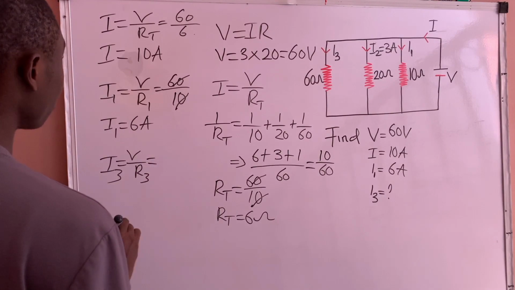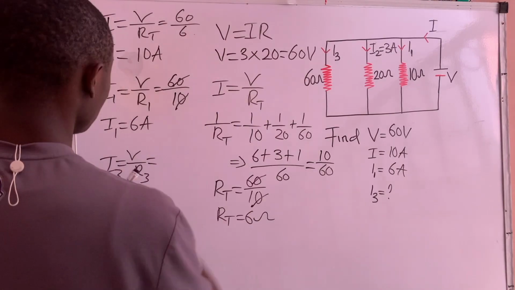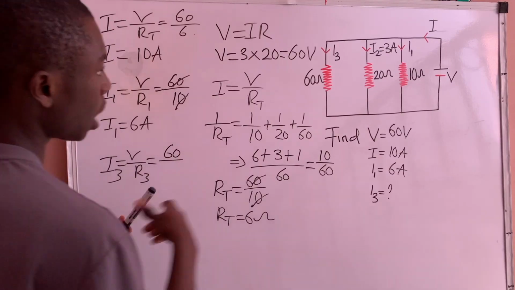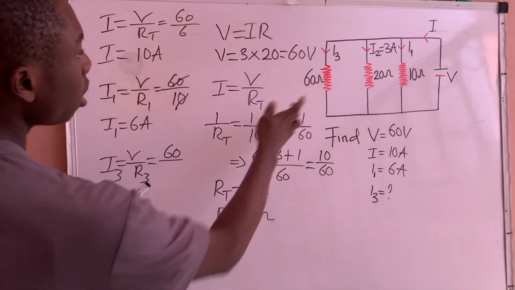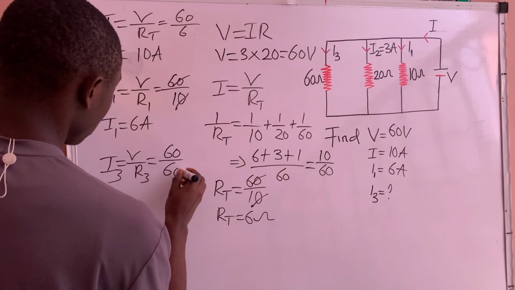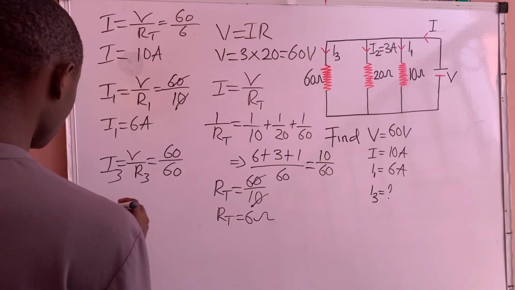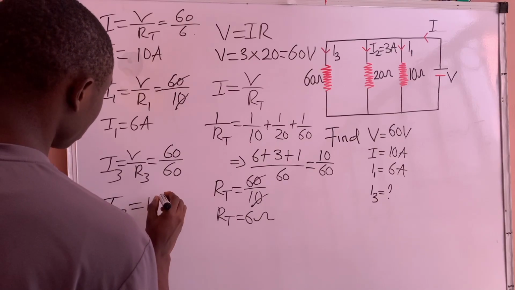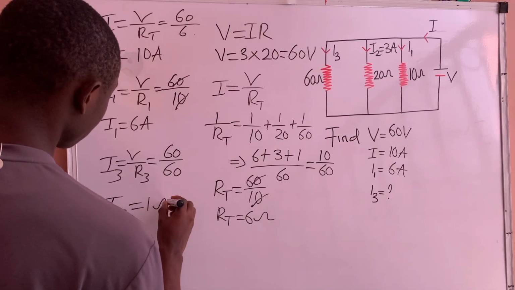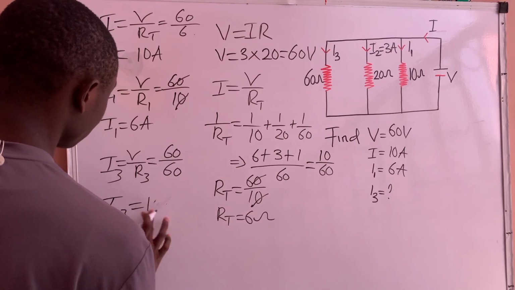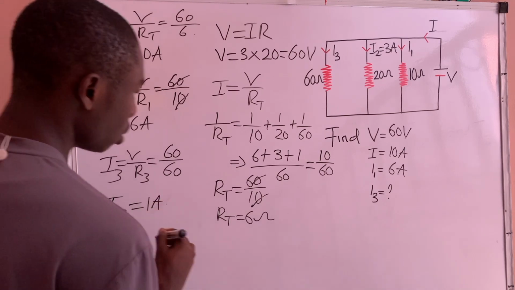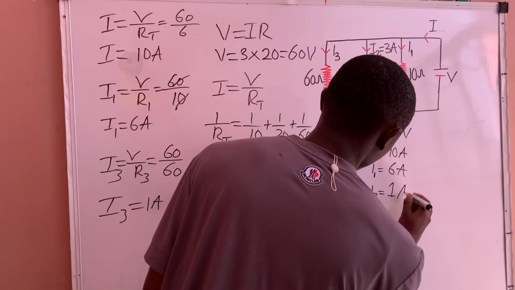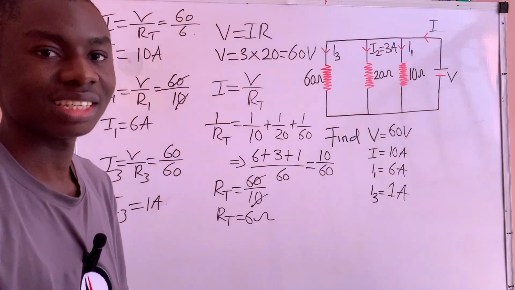R3, and we have that V is 60 over the resistance value of R3, which is 60 ohms. 60 takes away 60, which gives us 1 amp. So therefore I3 is equal to 1 amp. So that is the answer.